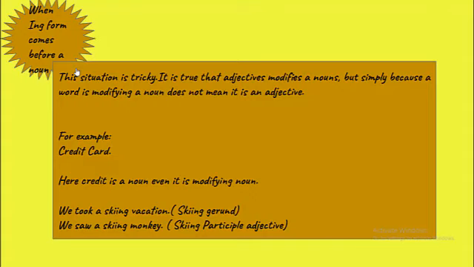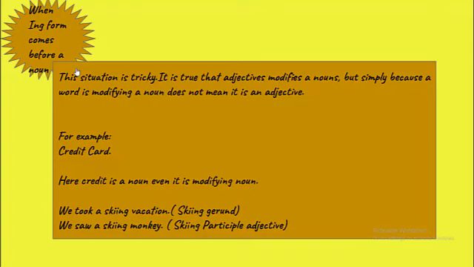So is the case with the ing form when it comes before a noun. This situation is a little tricky. You will definitely find yourself getting stuck with it because we get confused between compound nouns and ing forms of verbs being used as adjectives or as nouns. It is true that an adjective modifies a noun, but simply because a word is modifying a noun does not mean it is an adjective. For example, credit card. Here credit is a noun, even though it is modifying a noun. We took a skiing vacation, skiing is a gerund. How? Because it is modifying vacation, but skiing is also modifying a monkey.